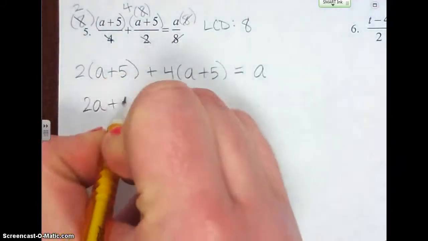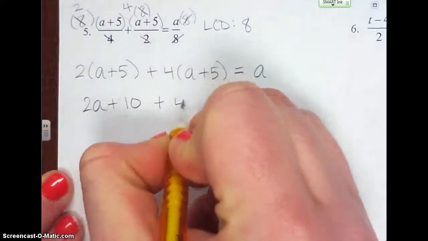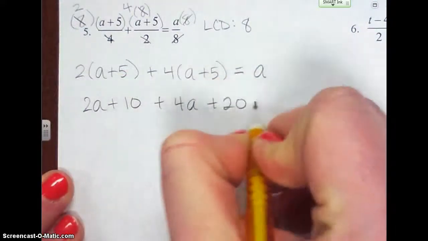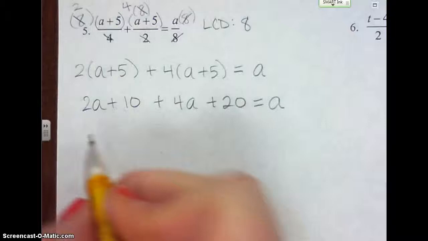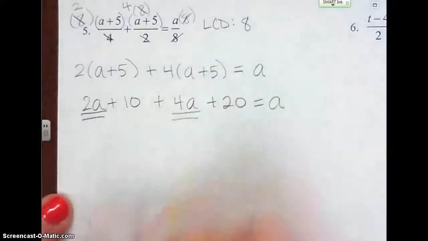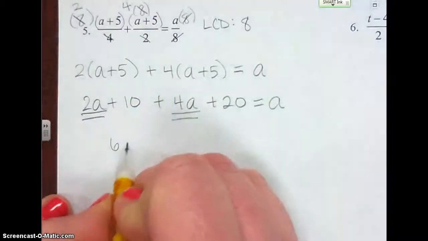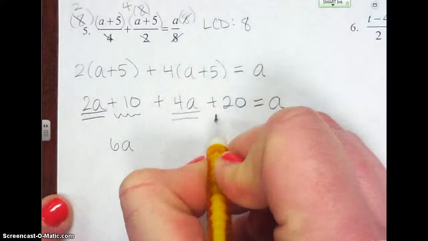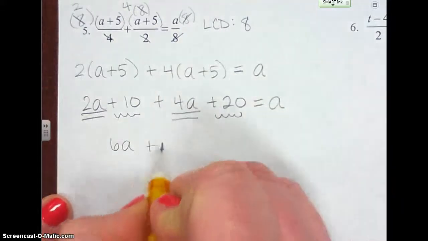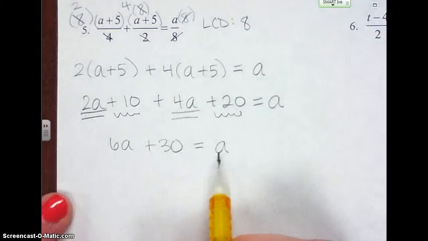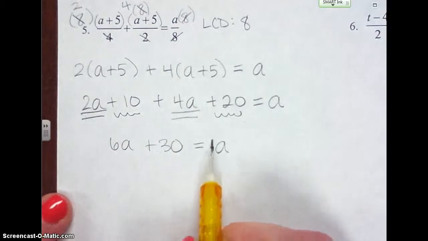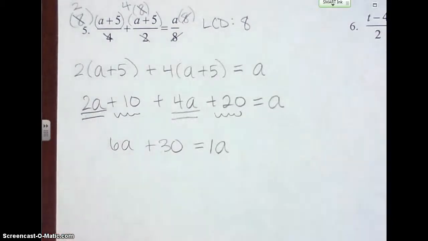This one ends up being kind of weird because you get an A on both sides. So what I would recommend is combine that left side first. So just put your A's together and your numbers together. So 2A plus 4A is what? 6A. And then you have 10 plus 20, 30, equals A. What's the coefficient in front of this A? 1. A 1, yeah. So just don't forget that.